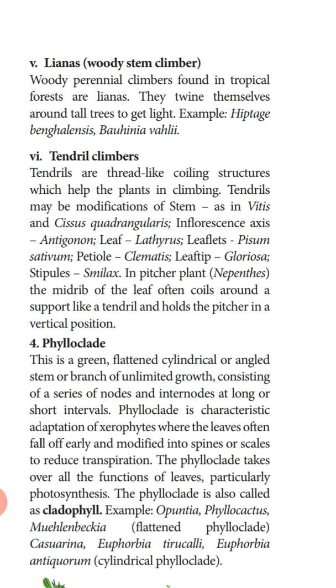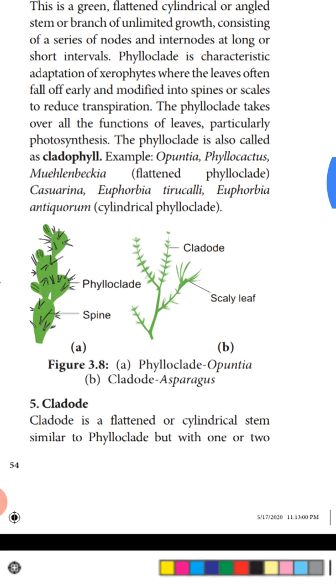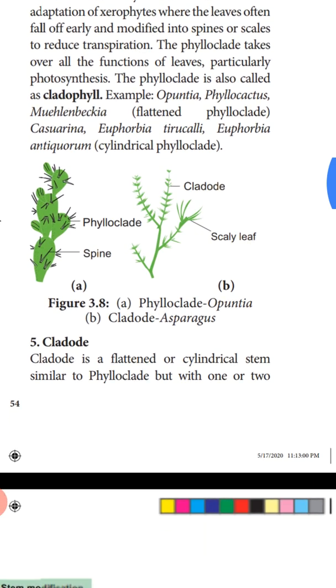The phylloclade takes over all the functions of the leaves, particularly photosynthesis. Phylloclades are also called chlorophyll-bearing stems. An example is Opuntia. Here you can see in figure 3.8 the diagram A, phylloclade. The stem becomes green in color and flattened in structure.